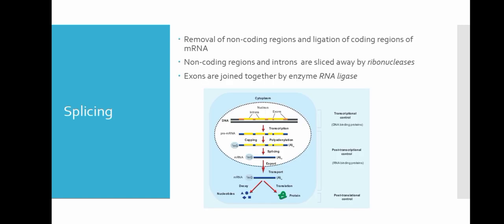Splicing. It is essentially the removal of the non-coding regions and the subsequent ligation of the coding regions of the mRNA. During this, the non-coding regions, the introns that are not required in the genetic translation, are cleaved out or sliced away by the ribonucleases. The remaining exons are soon ligated or joined together by the enzyme RNA ligase. Thus, the excessively long pre-mRNA is trimmed to a stable molecule of desired length and required nucleotide composition.